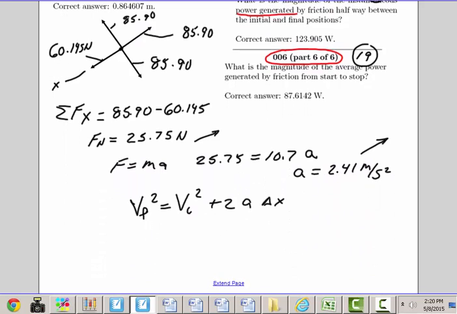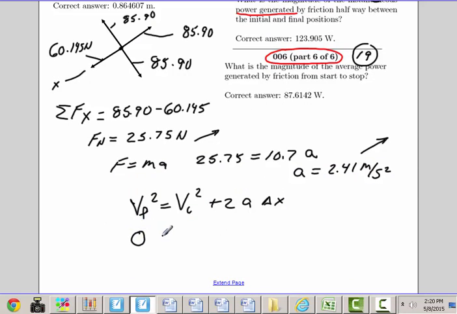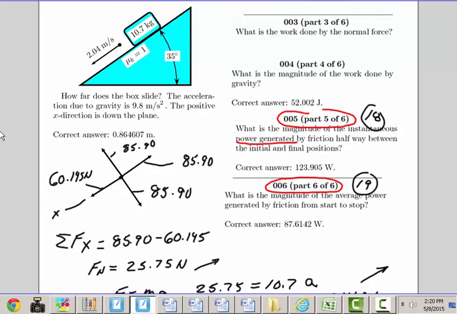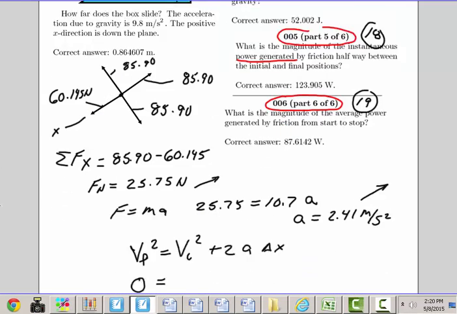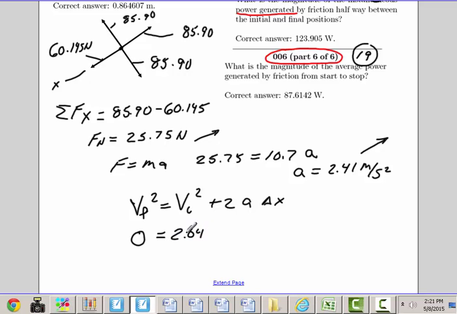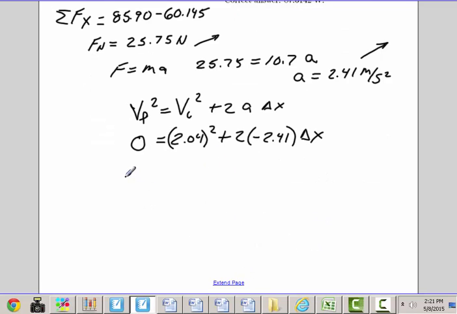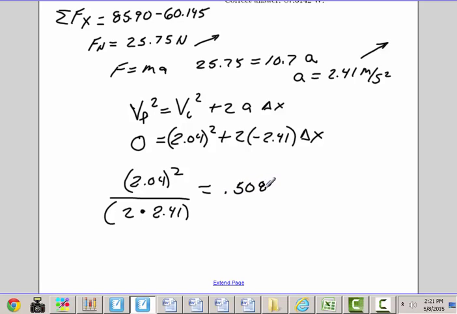Okay, so now we'll find out the distance when the object stops. So vf is going to be 0. My initial velocity was 2.04 right here, plus 2 times my acceleration. The acceleration would make it negative, 2.41, times delta x. Move this over to the other side. The negatives will cancel out. That gives you 2.04 squared divided by (2 times 2.41). Can someone tell me what that is? 0.508. So it's going to travel 0.508 meters.